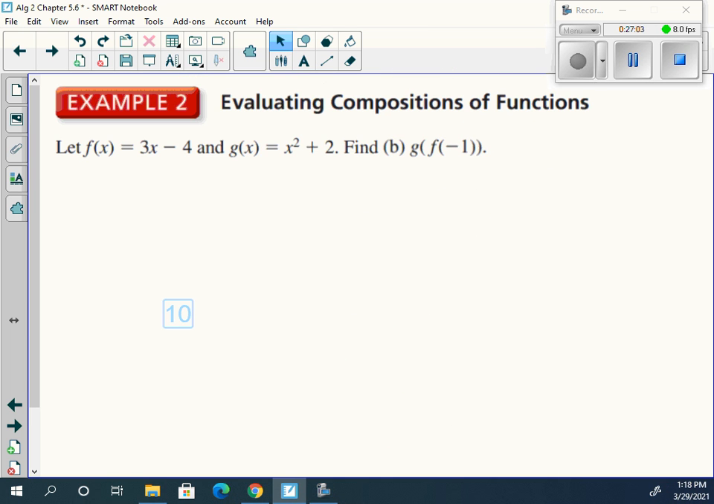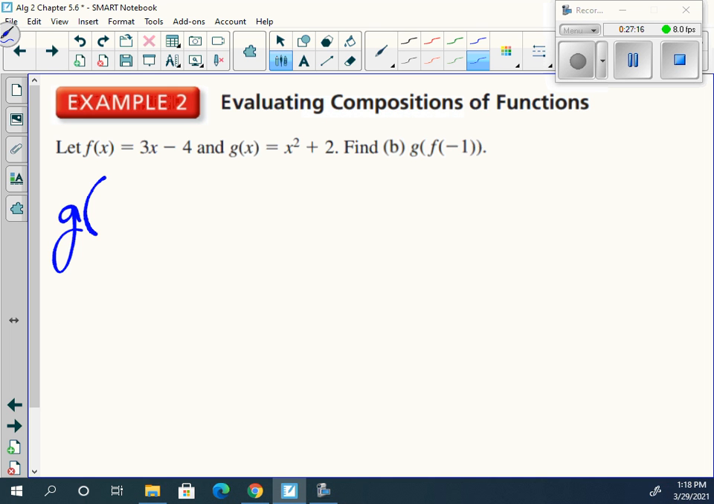Well, as soon as you can guess it, we're going to go the other direction. G of f of, this time, negative 1. We are always going to work from the inside out. Working from the inside out. So for this one here, what would we do first?